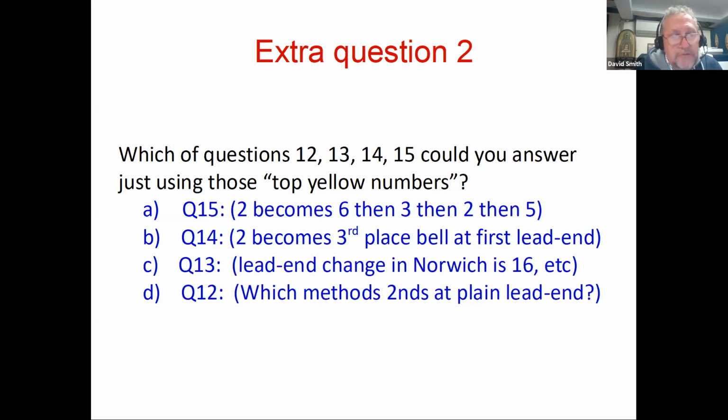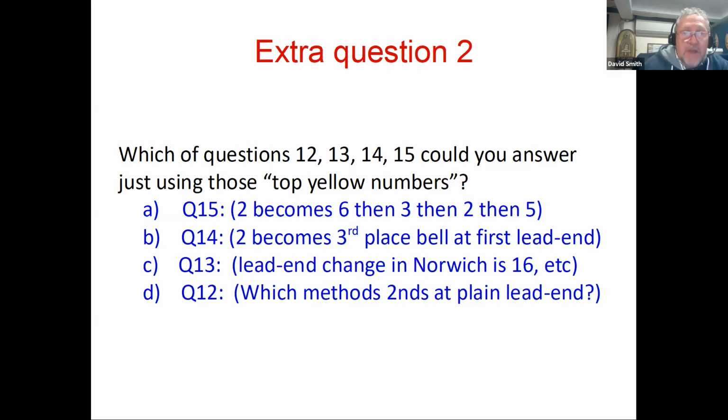However, you're quite right, 13, you can't. It would have all sorts of questions about Norwich. And the fact that it's a 1-6 lead end, you can't tell from the numbers at the top. You can tell which place spell you can become, but you can't tell what exactly happens. You can't tell what the changes are. And the same is true of question 12. That involves actually what the blue line is. Do you make seconds at the plain lead end or not? And you actually need the blue diagrams to look at that.